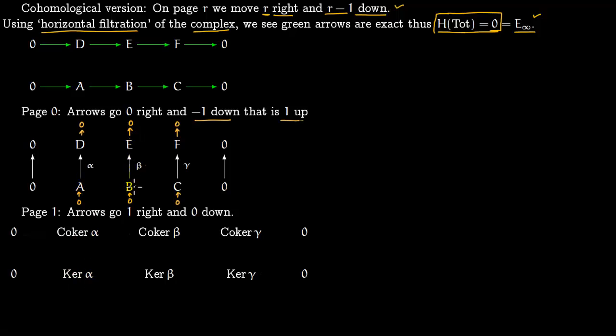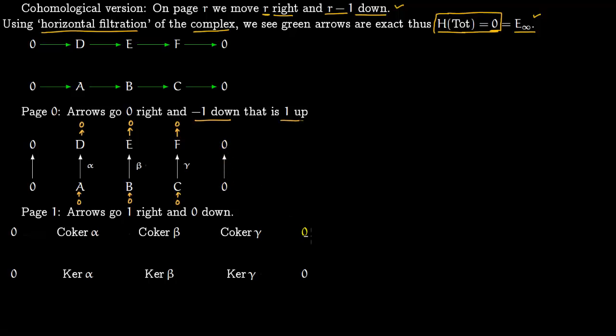Similarly here, the cohomology is the kernel of the arrow going out over the image of the arrow coming in, but the kernel of the arrow going out is the kernel of beta. The image coming in is just 0, so you have the kernel of beta. Similarly here, the cohomology is the kernel of the arrow going out, which is the entire E, modulo out the image of the arrow coming in, which is the image of beta. So this is the co-kernel of beta. Similarly, the cohomology group here is the co-kernel of gamma, and the cohomology group here is the kernel of gamma.